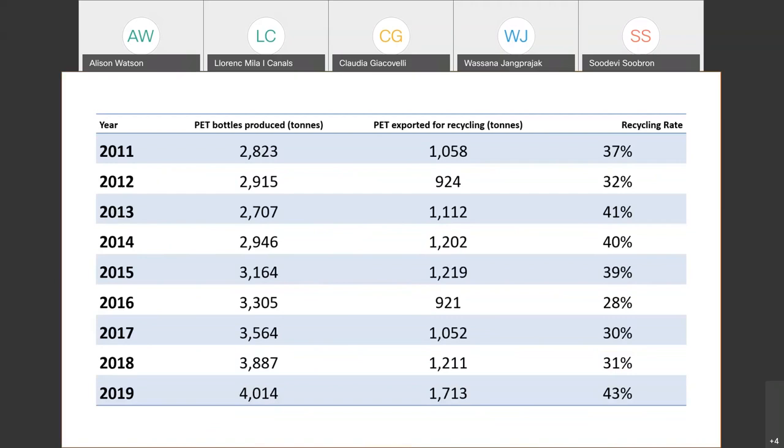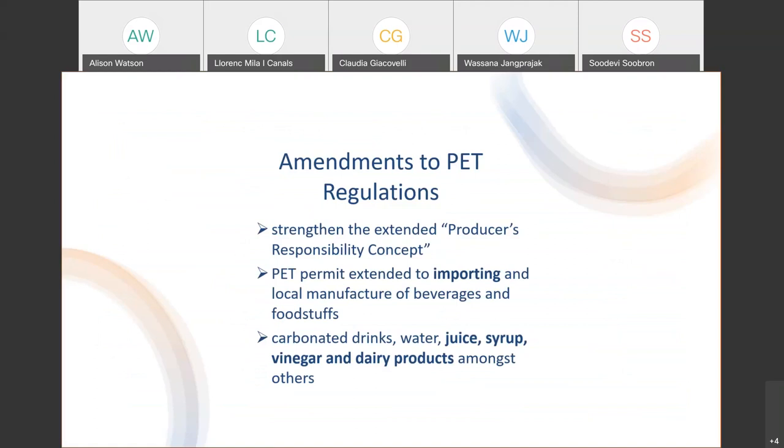So we are now proposing some amendments, because previously it was only for local manufacturers, and now we are going to include importers also, who are importing PET. It will include not only carbonated drinks and water, but also juice, syrup, vinegar, and dairy products. Next slide.